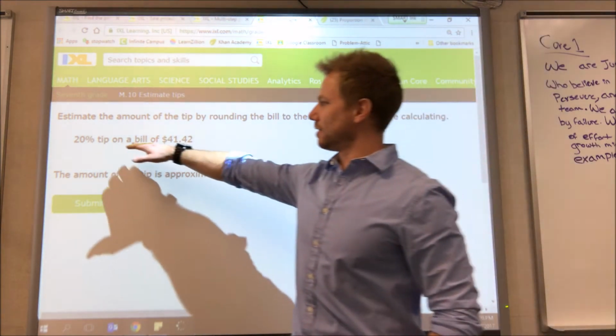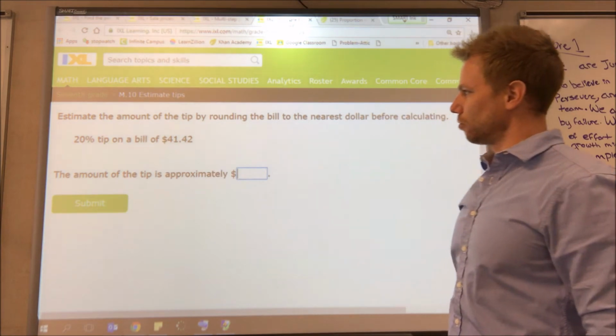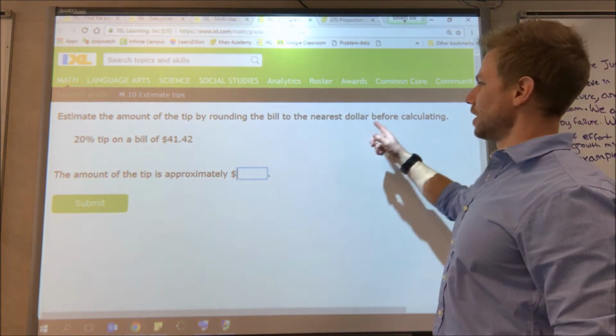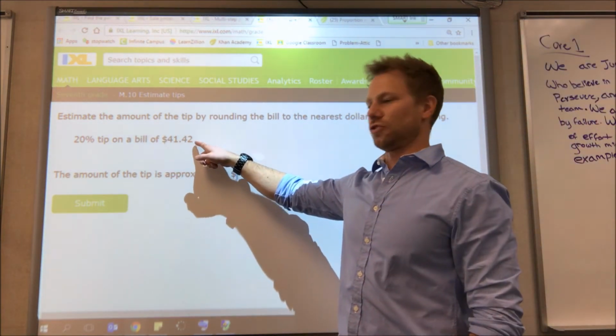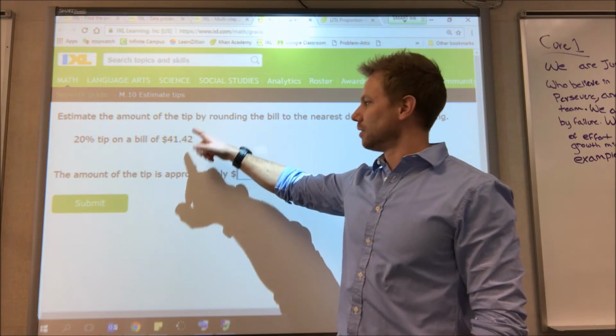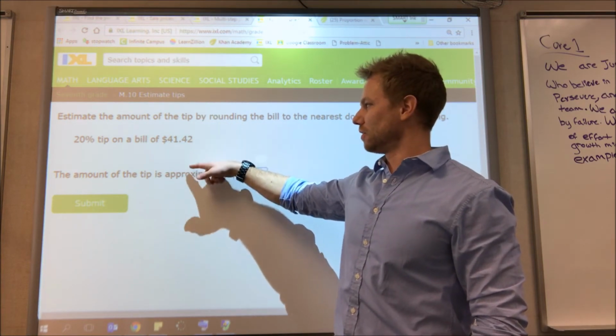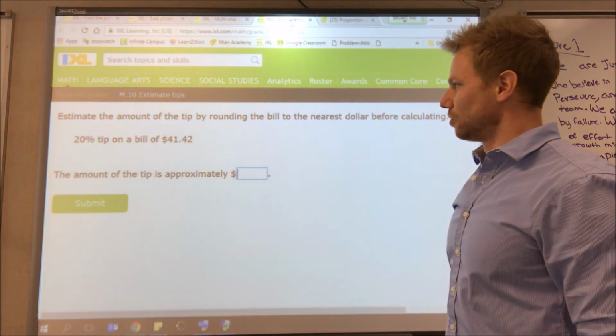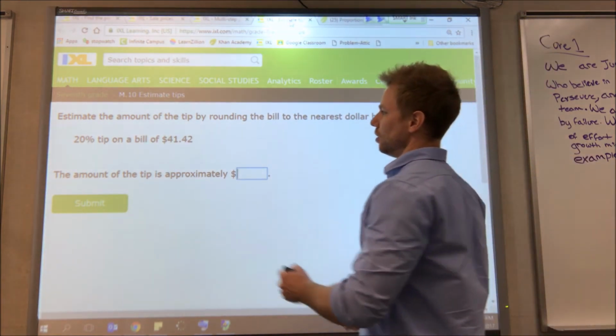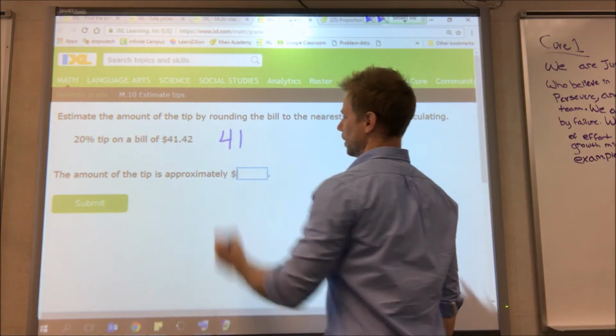Okay, so a 20% tip on a bill of $41.42, round to the nearest dollar. If it's 50 cents or more, it rounds up to the next dollar. If it's below 50 cents, it rounds down. So $41.42 would round to just $41.